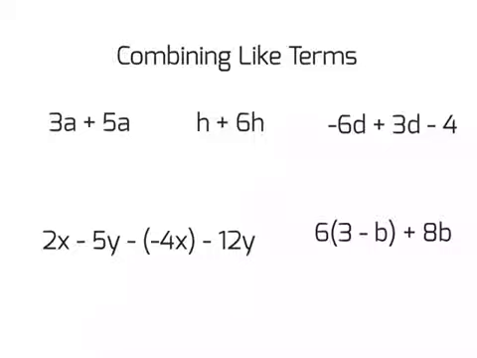And the final topic in this first part of the unit is combining like terms. Remember that like terms are expressions with variables to exactly the same power. So it has to be n and n. It cannot be n squared and n. It can't be a whole number and an expression or a term with a variable.